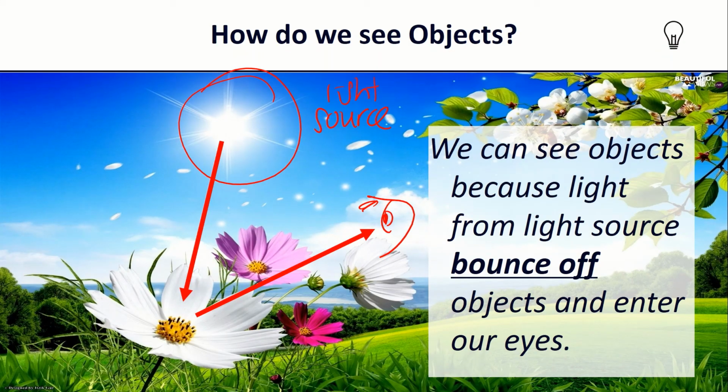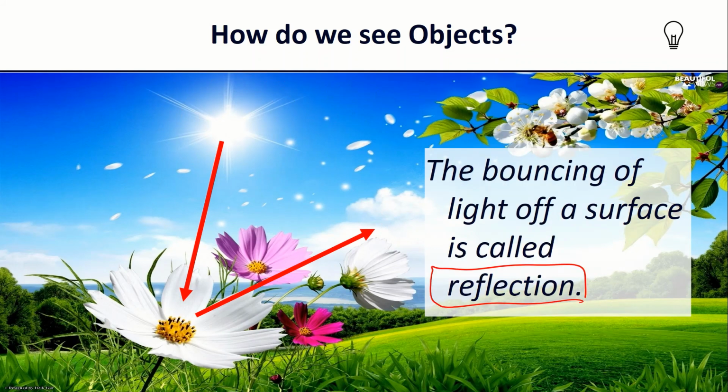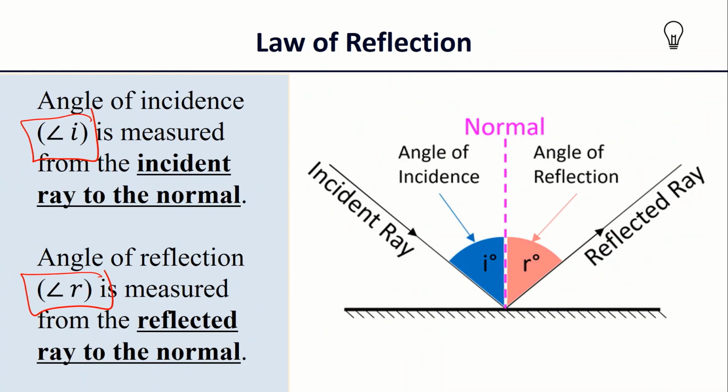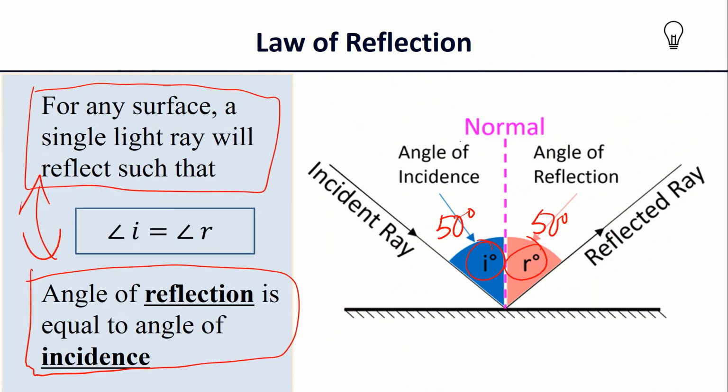We also learned about reflection. Basically, the idea of reflection is light rays bouncing off certain objects or certain surfaces. This allows us to see everyday objects because light rays from a certain light source bounce off these objects into our eyes. We also learned about the law of reflection: when the light ray approaches a surface to be reflected, the angle of incidence, which is the angle between the incident ray and the normal, should equal the angle of reflection, which is the angle between the normal and the reflected ray.